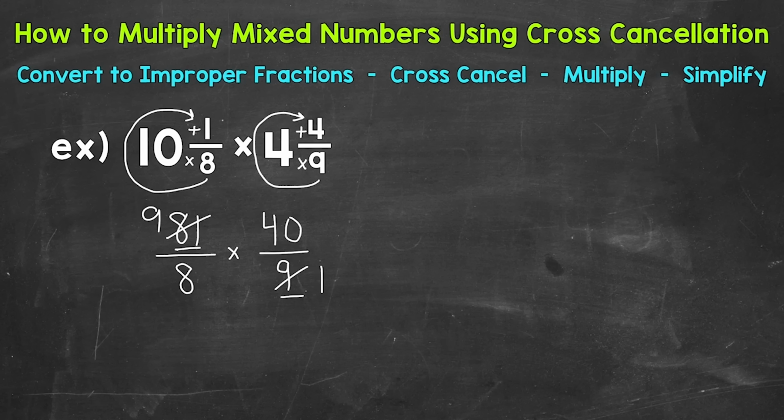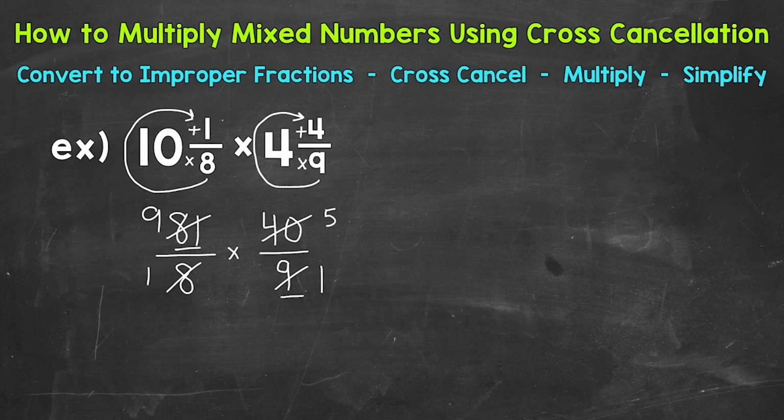We can also look the other way diagonally. So between 8 and 40, do we have any common factors? Yes. The greatest common factor between 8 and 40 is 8. So let's divide them both by 8. So 8 divided by 8, let's cross it out. That's going to give us 1. And then 40 divided by 8 is 5.